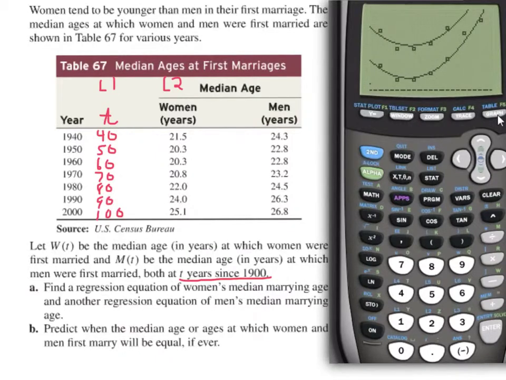So you can see we've got two quadratic models, and we'd like to, notice in part B, predict when the median age or ages at which women and men first marry will be equal. When they're equal, we're really looking for where these graphs will cross, and we can find that point of intersection graphically, but we can also find this answer algebraically using the quadratic regression models that we got. I'd like to show you how we can do that both ways.